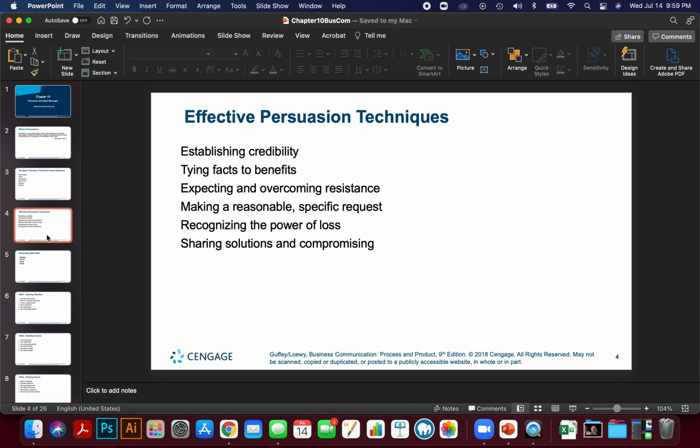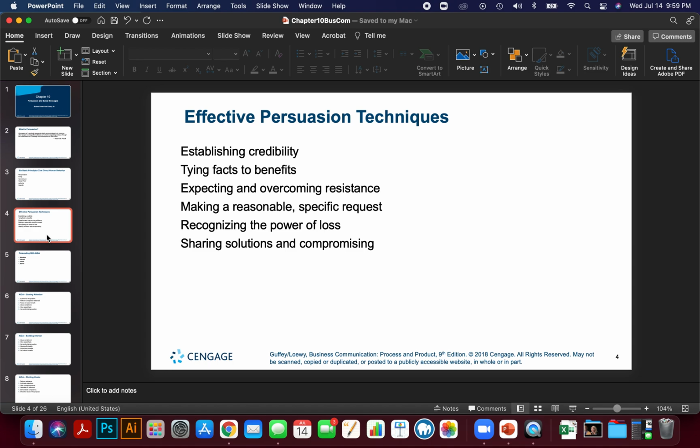Tying facts to benefits is another effective persuasion technique. Supporting your decision with facts. If you think about it, we do that all the time. We always say, okay, I'd like you to do X there, and why? Because there's going to be something in it for you, or there's going to be a benefit of doing it, right?